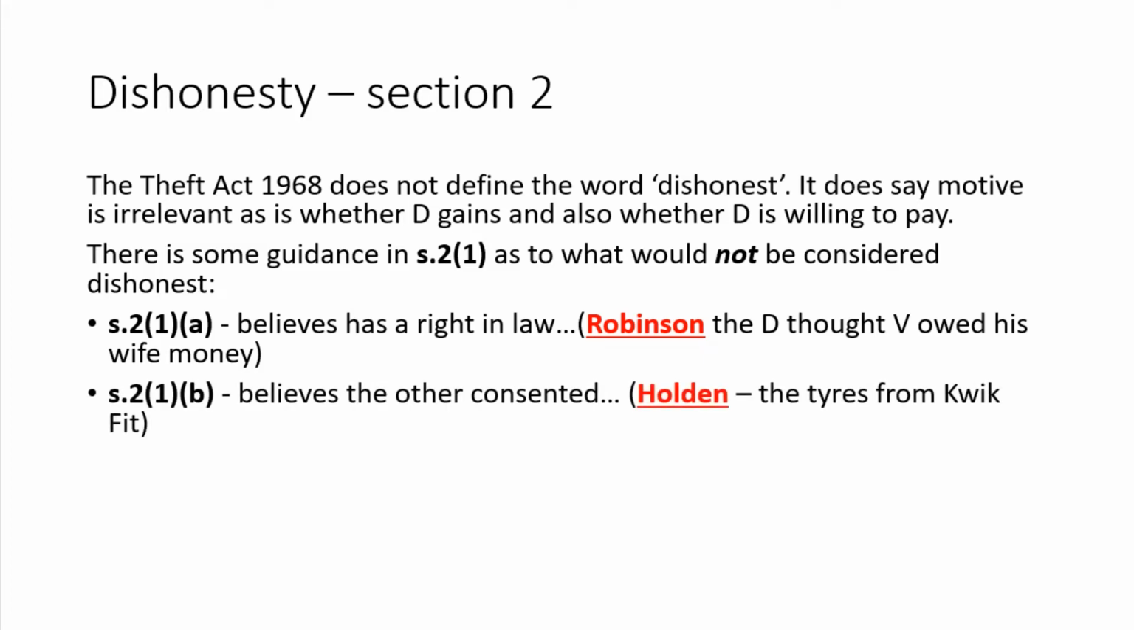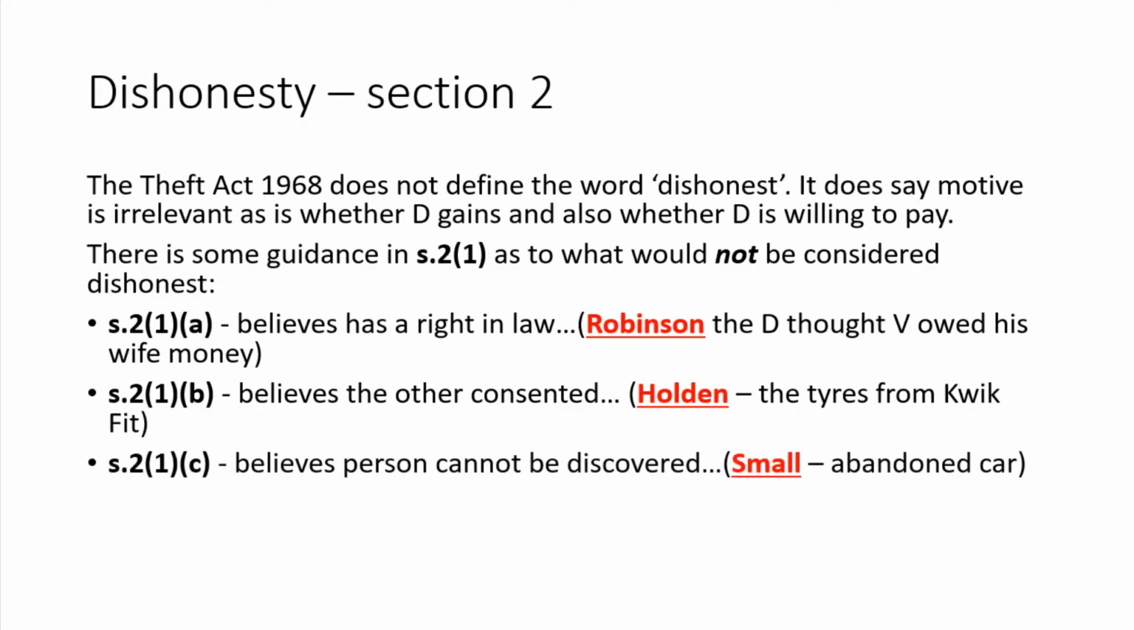In section 2.1b, you could believe that the other has consented or would consent, and this might be the case, for example, where you took money out of your mum's purse thinking that she would consent. And the case of Holden was a similar case where the employee thought that the supervisor would have consented because he had done so previously for other people, taking old tyres from Quick Fit.